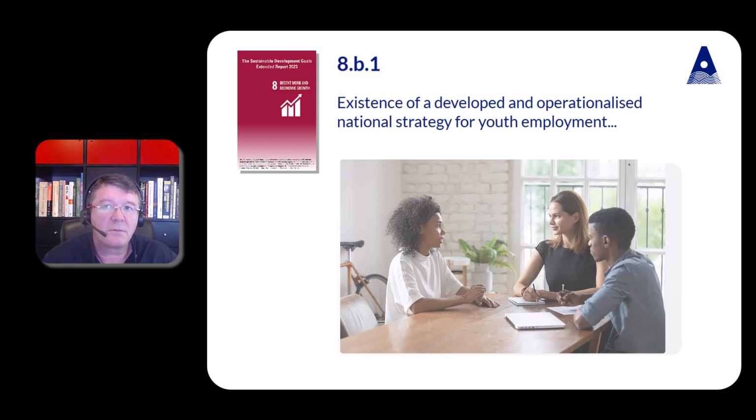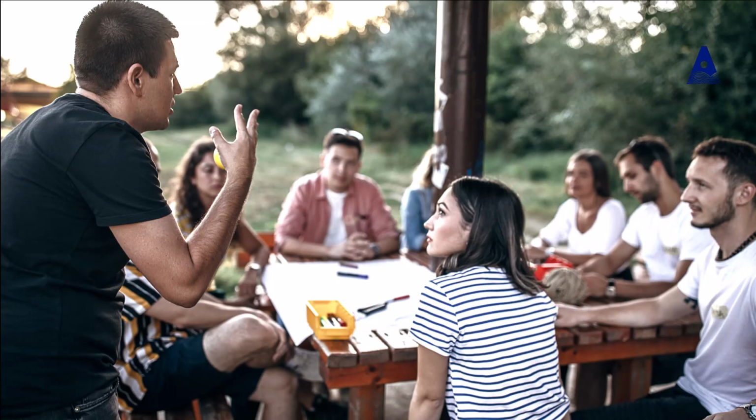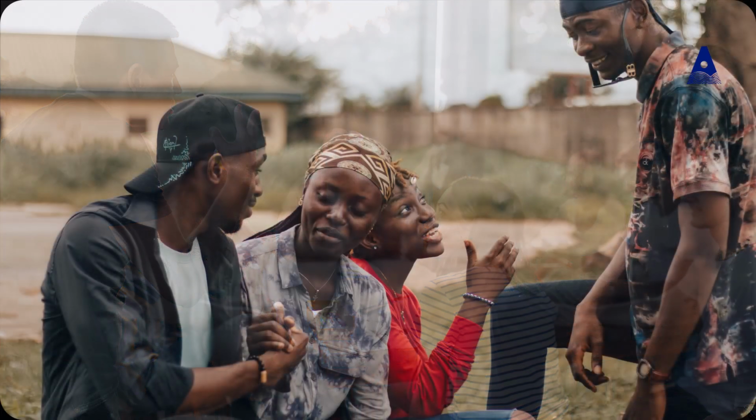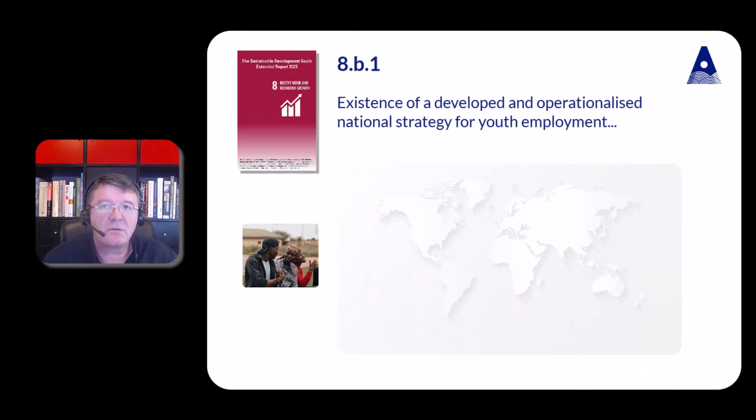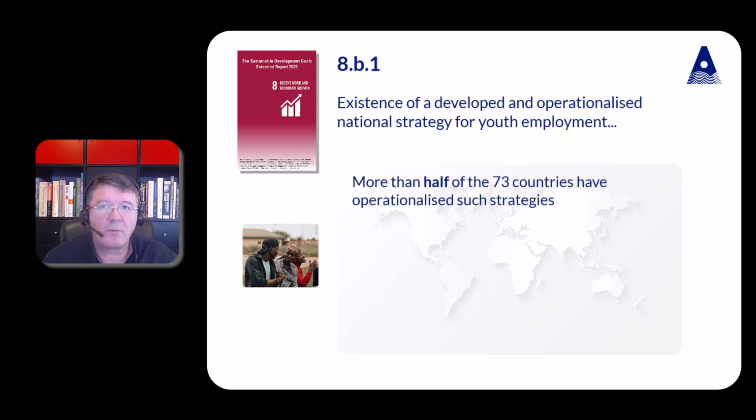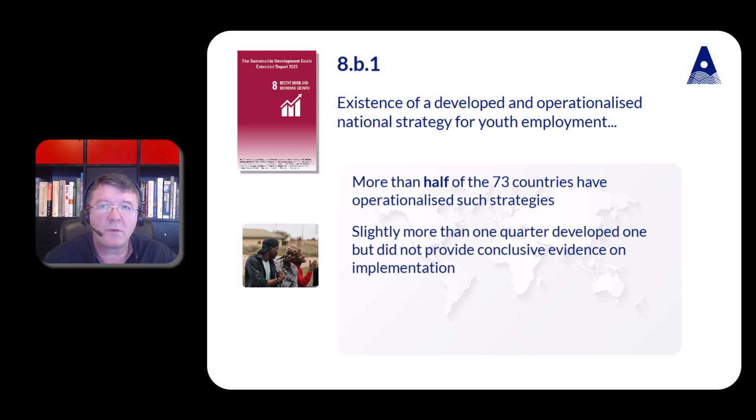The headline here is that the majority of countries with operationalized strategies for youth employment took measures to support youth during the COVID-19 pandemic. Countries in most regions continue to develop and implement national youth employment strategies. More than half of the 73 countries reporting in this period have operationalized such strategies. Slightly more than one quarter have developed one, but did not provide conclusive evidence on implementation, and only 10 countries reported being in the process of developing a strategy.